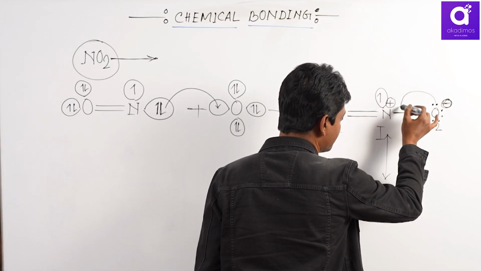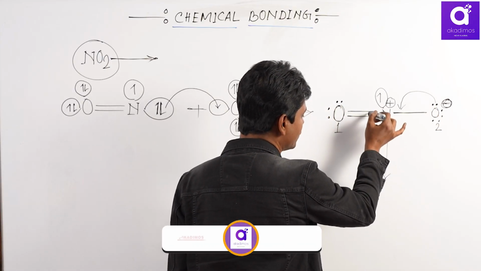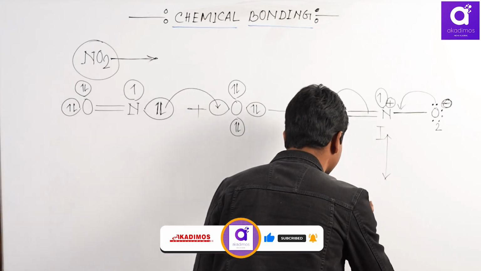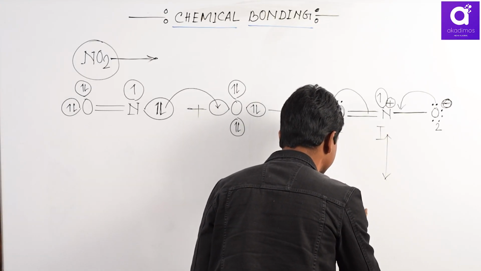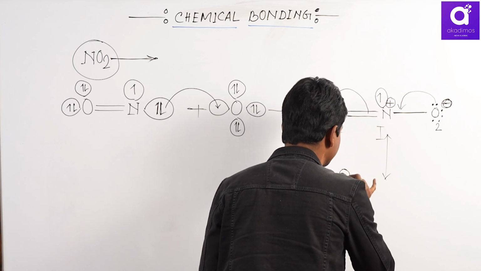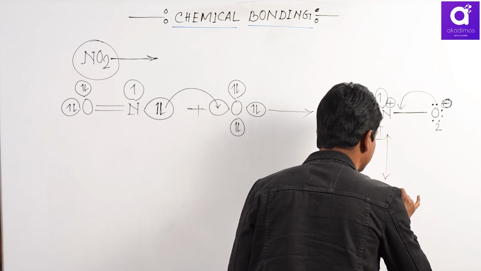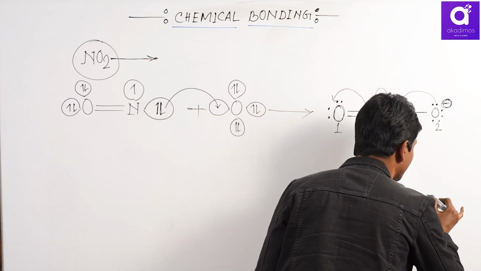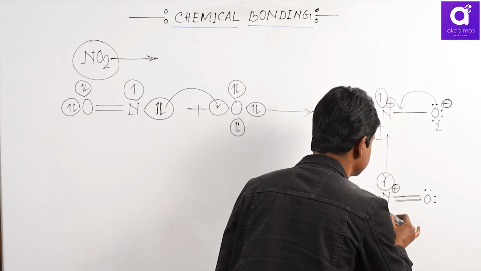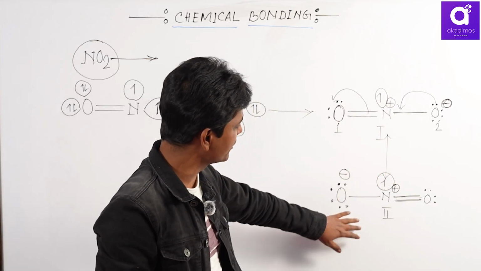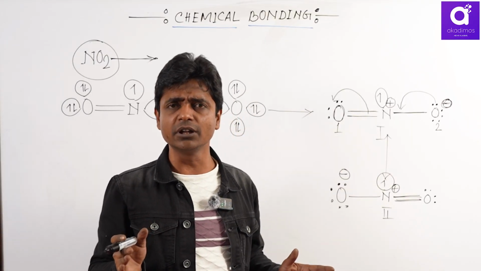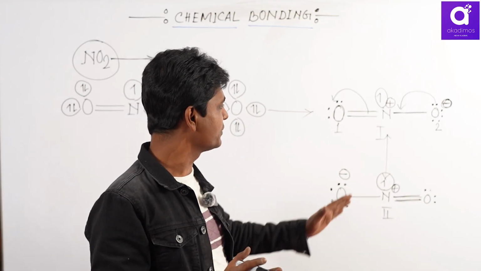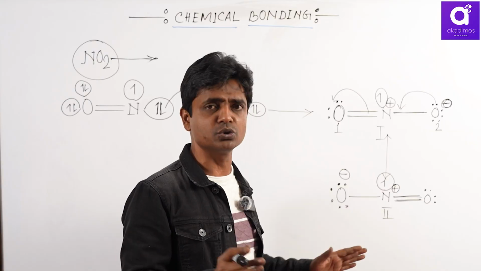I can make a pi bond with this oxygen and automatically break the other, otherwise no vacant orbital is generated on nitrogen. And you will get another canonical form. This left oxygen will get a negative charge, this nitrogen gets positive with the odd electron, and this becomes a double bond with 2 lone pairs of electrons. This is another canonical form. And see these 2 canonical forms, both are equally stable, both are equal in energy, and the actual structure of the NO2 molecule is the average of these 2 canonical forms.